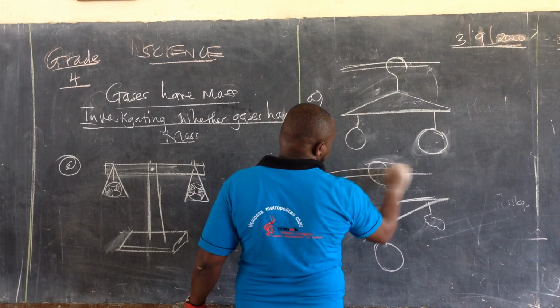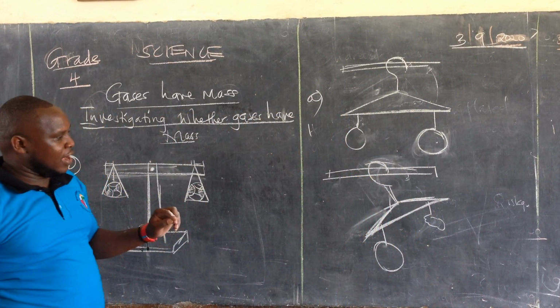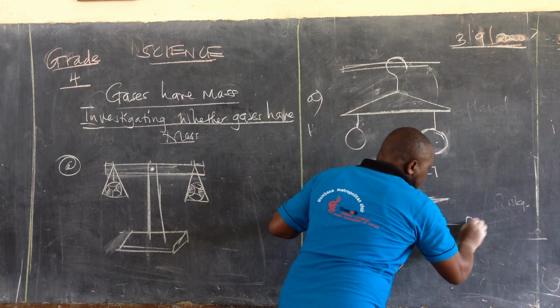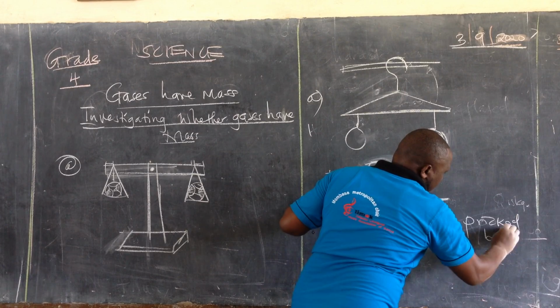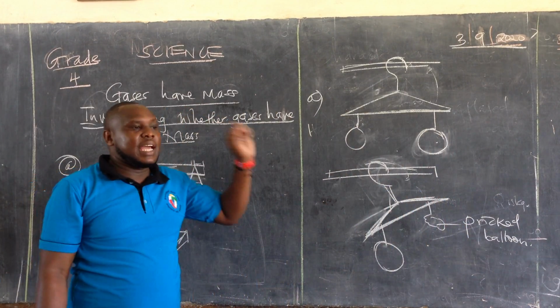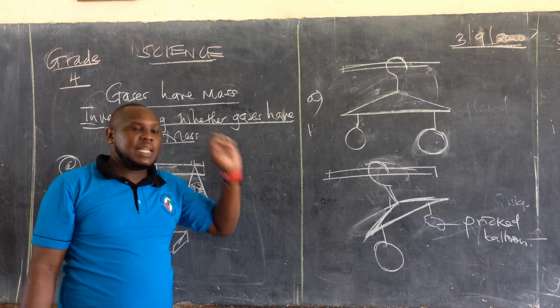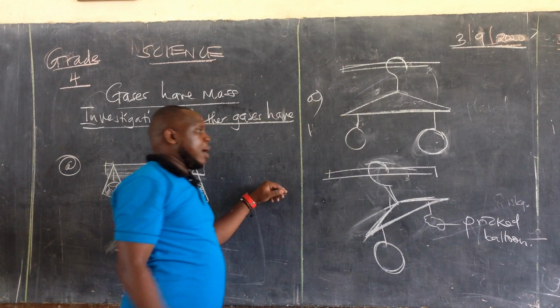Look at those balloons. After one is pricked, it means that you have removed the air. The pricked balloon, meaning that the air is gone, so it becomes lighter. So that's why this one is lifting the other one up.